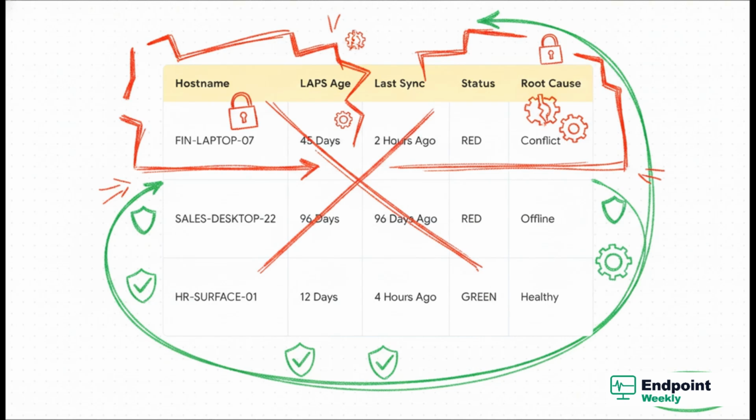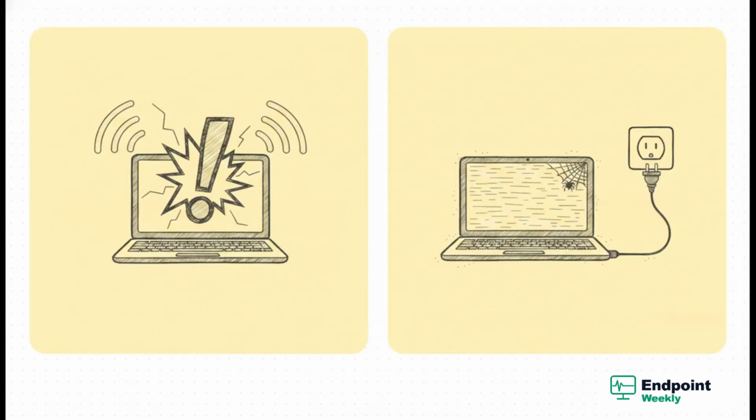But check out the top two. They're both flagged as red, but for completely different reasons. This is where correlating that data becomes a total game changer. The script brilliantly distinguishes between a genuine CSP GPO policy conflict, where a device syncs normally with Intune just 2 hours ago, but its LAPS timestamp is 45 days stale, versus a device offline scenario, like that sales desktop, where both the Intune sync and the LAPS timestamp are sitting dead at 96 days ago.